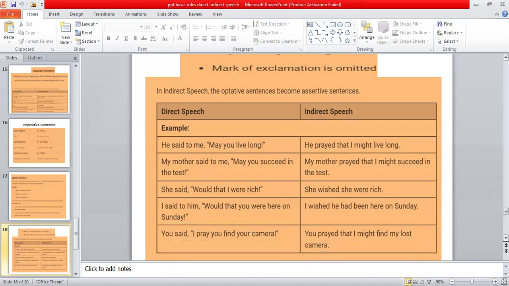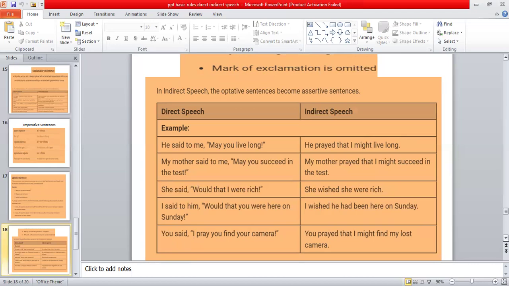"He said to me, may you live long." Now we see that it is beginning with may. He prayed that I might live long. So said will be changed into prayed because may was there in the case of direct speech.